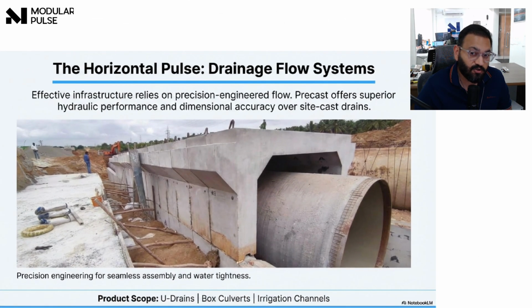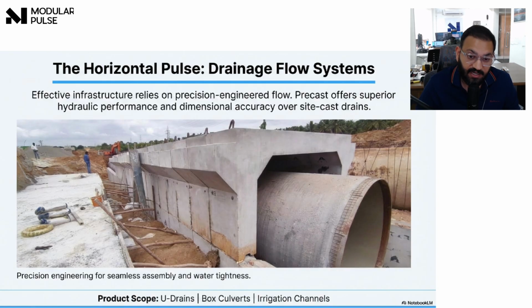Let's talk about something that most people never see, but without which cities simply cannot function: drainage systems. On-site drains are usually cast manually, which leads to uneven slopes, leakage, and long construction time. Precast drainage systems solve all of these issues. In a factory, drainage elements are cast in precision steel molds. This ensures accurate slope, smooth internal surface, and proper water flow. These drains are usually cast horizontally, which makes it easy to place reinforcement and control dimensions. Because the molds are reusable, the quality of every drain remains consistent.